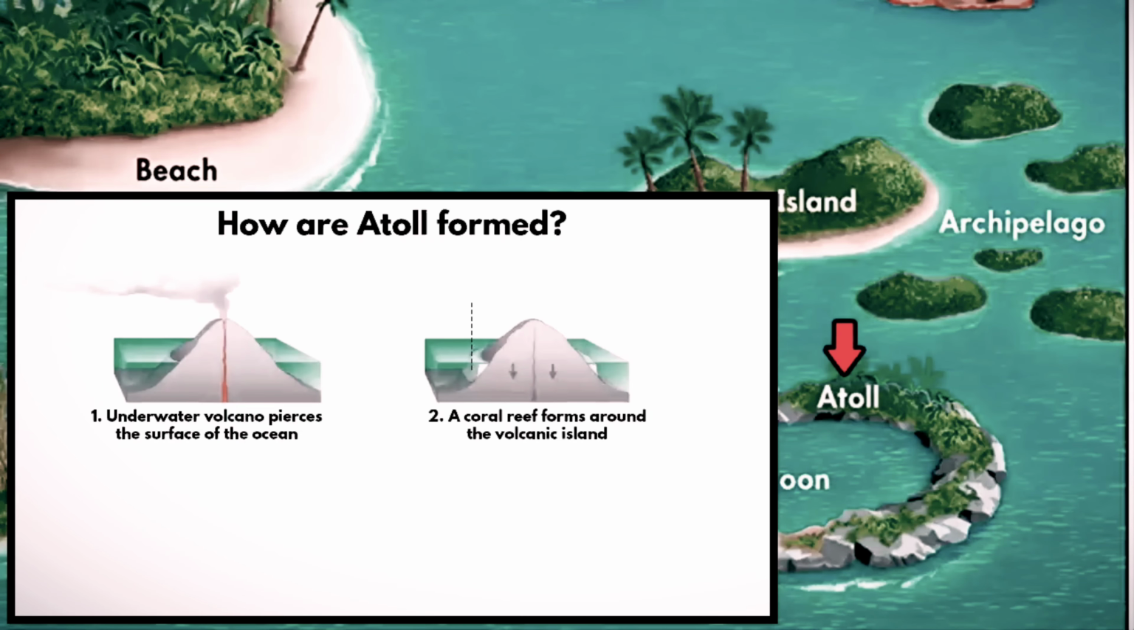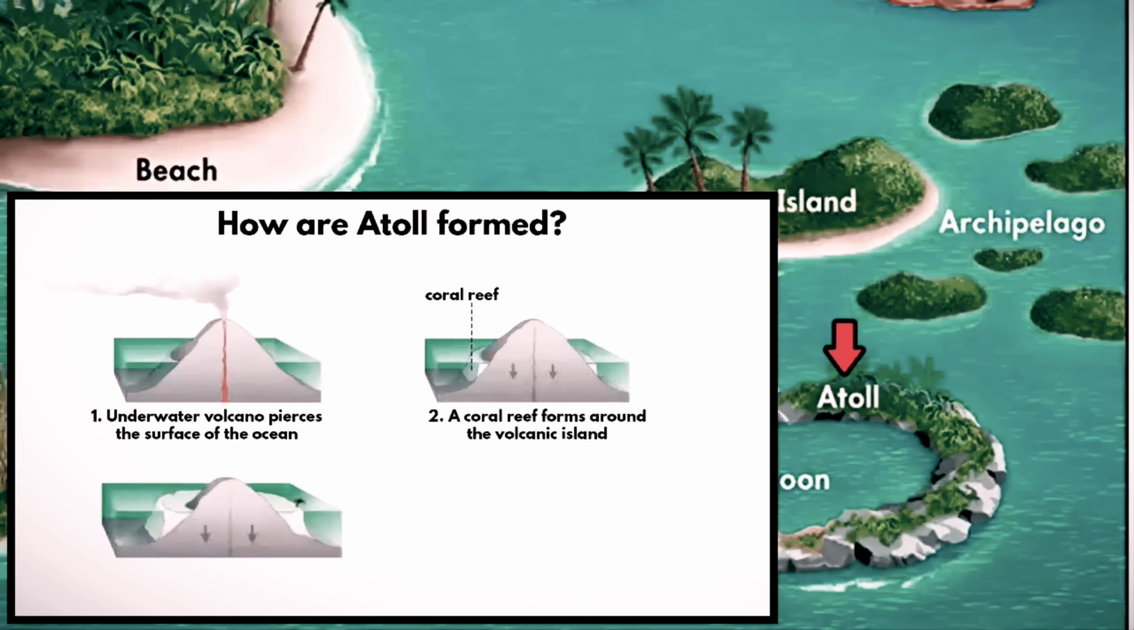Now in the next stage, tiny sea animals called corals begin to build a reef around this island. These corals are very hard in nature. It surrounds the island just below the ocean surface. Over millions of years, the volcanic island erodes and sinks to the seafloor. This process is called subsidence.